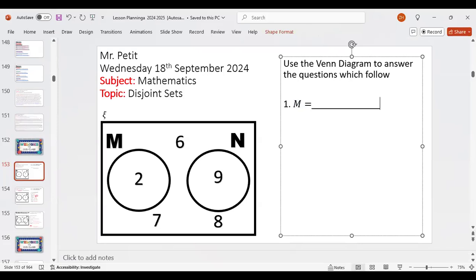Put your answers inside the chat, please. Oh, the chat is disabled. Let me fix it. I guarantee that most of y'all get this wrong, but I could be wrong, so prove me wrong. What are the elements of set M? Mr. Petit, my chat's still disabled. Mine's still disabled too. All right, try right now.